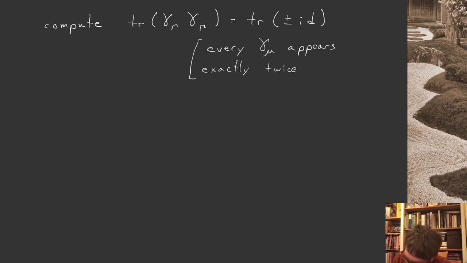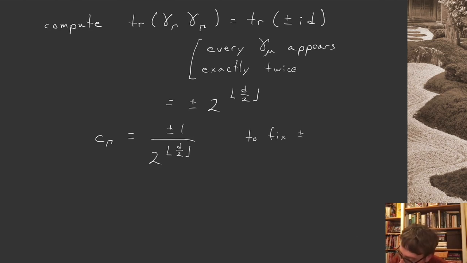And now that identity matrix has the size of the Dirac representation, which is this power of 2. So I'm going to get plus or minus 2 to the floor of D over 2. And so from this, I learn that my coefficient C gamma is plus or minus 1 over 2 to this funny power, which is the size of the gamma matrices. And then to actually fix the plus or minus, we have to look case by case, unfortunately. Or at least that's the way I do it.